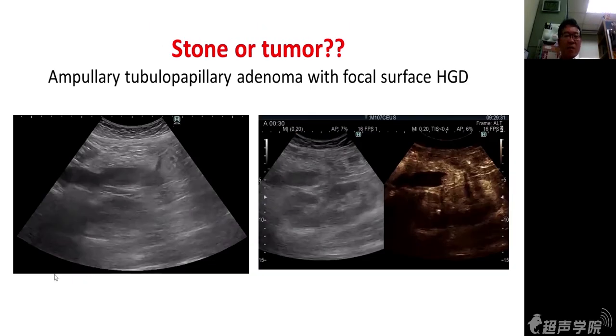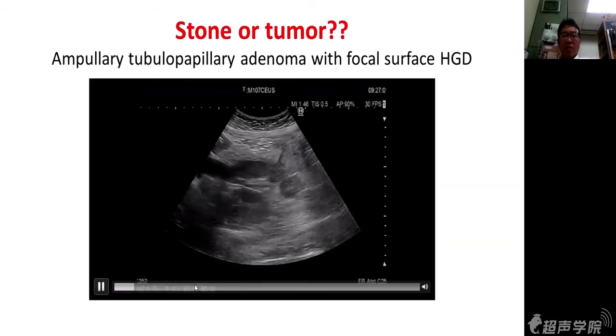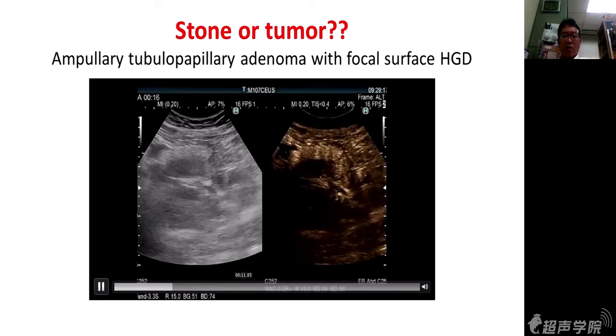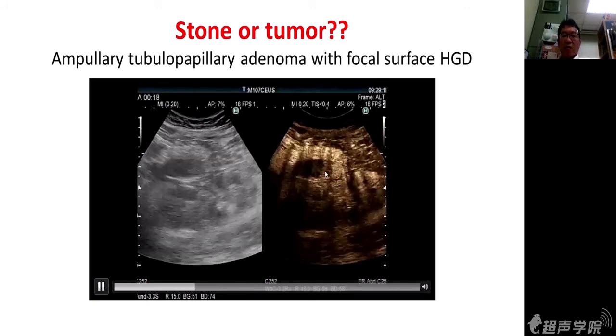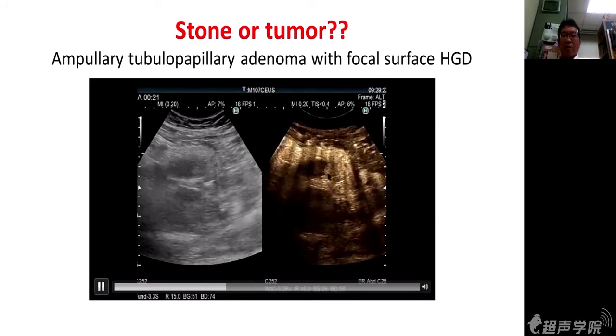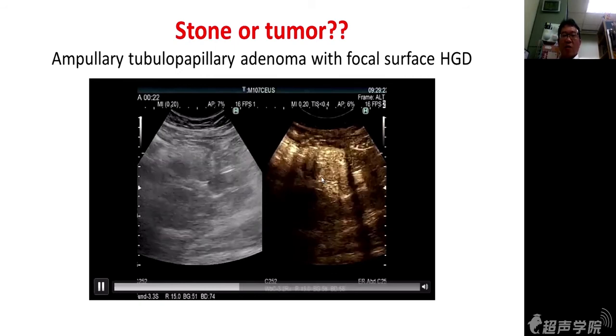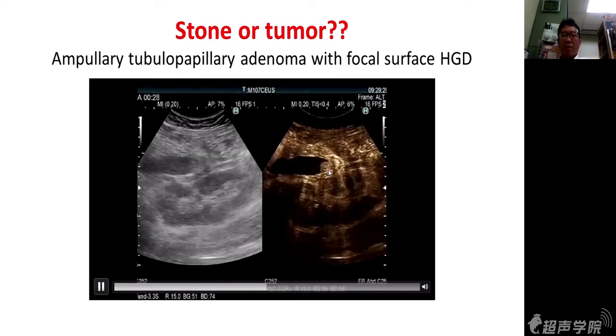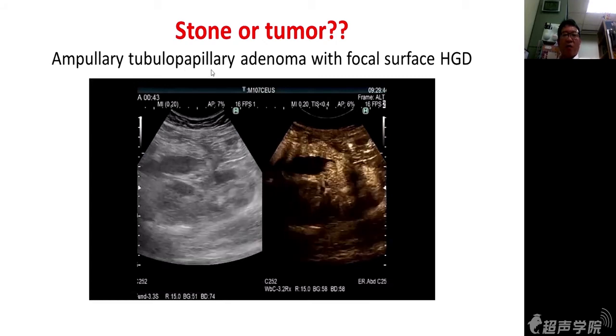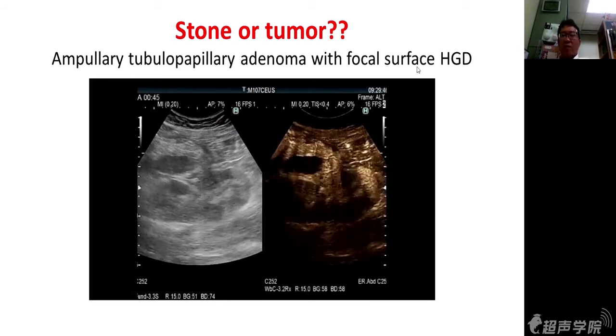And this is a biliary tree. There is some dense echogenicity in the distal CBD. So we injected the sonazole and showed there is a mass, not a stone. As shown in this video, there is some echogenicity here. We injected sonazole, and you can find there is perfusion. So it was tumor, not stone. And finally, it was an ampullary tubulopapillary adenoma with focal surface high-grade dysplasia.